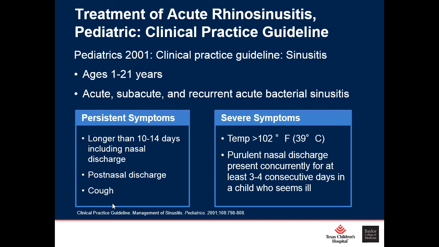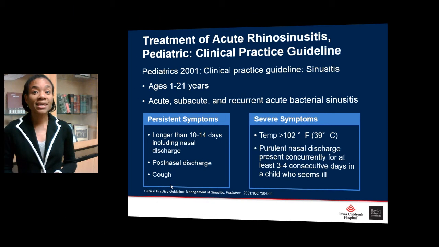In the clinical practice guidelines established for pediatric acute rhinosinusitis in 2001, 2 definitions are key to understanding the algorithm that follows. Persistent symptoms are symptoms that last longer than 10 to 14 days, which is quite long in today's society, and they're accompanied by postnasal drainage and cough. For severe symptoms, patients should have a temperature above 102 degrees Fahrenheit and very purulent nasal drainage which lasts for at least 3 to 4 consecutive days in a child who also seems ill.